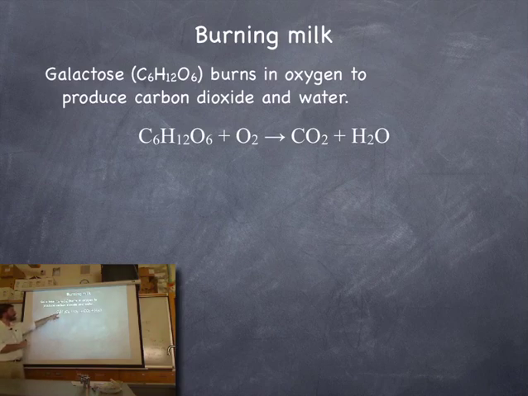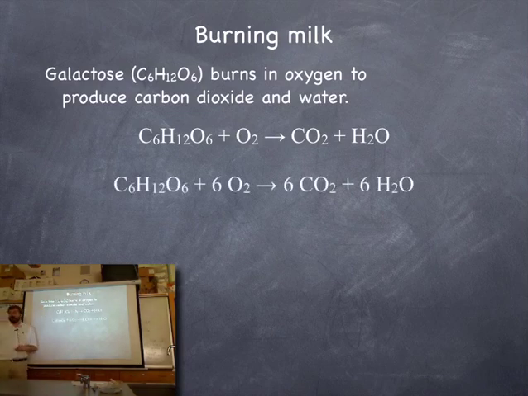I've got 6 carbons over here. What do I got to do to this? 6. I've got how many? 12, which means I better put a 6. Then I got to come back. There you go. C6H12O6, 6 O2s, 6 CO2s, 6 H2Os.